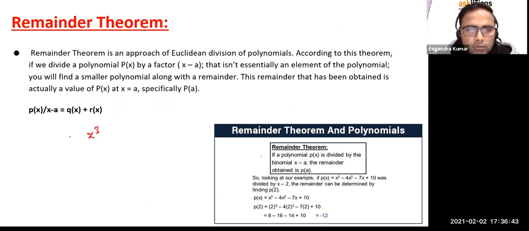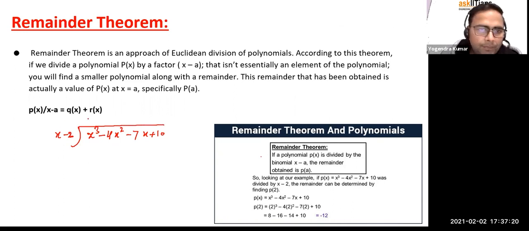x cube, 7x plus 10. I want to do just long division. I hope you know that much, and if you don't, then look at my working, because this is what you need to understand before we come to the remainder theorem. This way you will understand it more clearly. So I want to divide this polynomial by x minus 2.